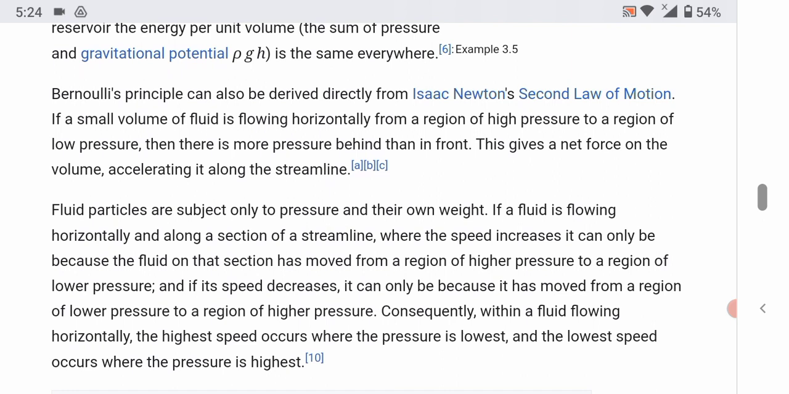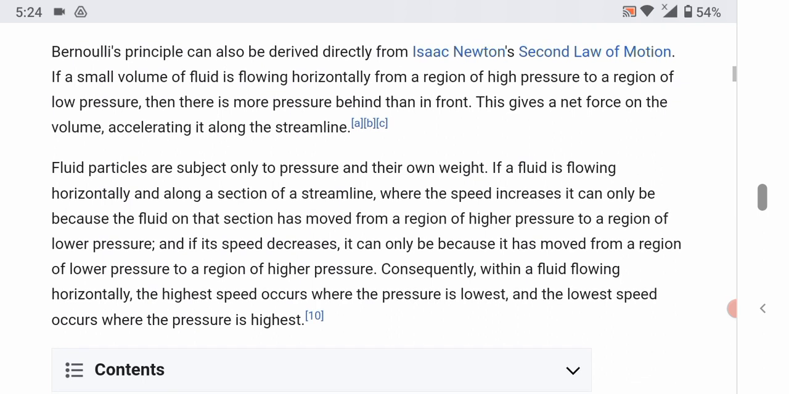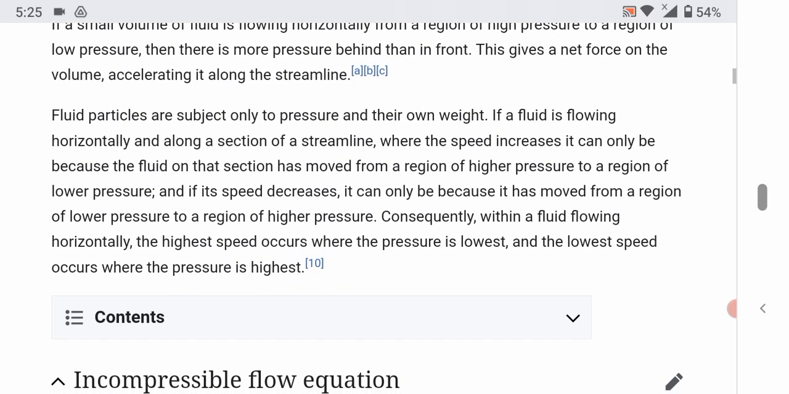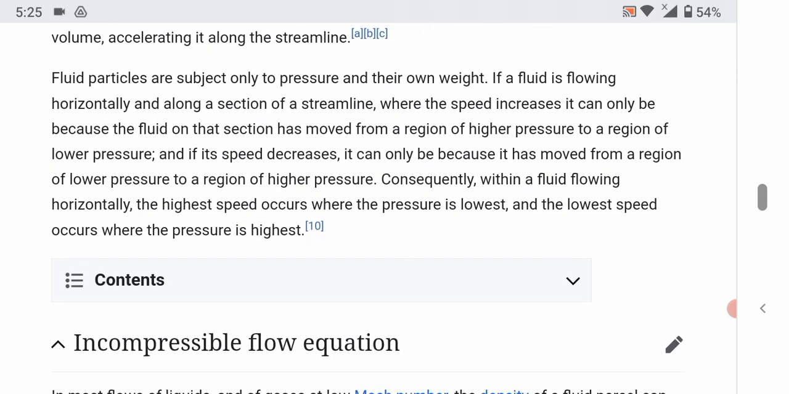If a small volume of fluid is flowing horizontally from a region of high pressure to a region of low pressure, then there is more pressure behind than in front. This gives a net force on the volume, accelerating it along the streamline. Fluid particles are subject only to pressure and their own weight.